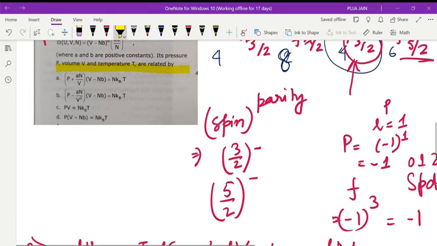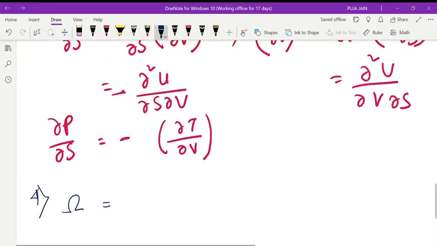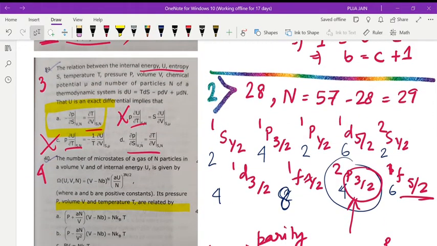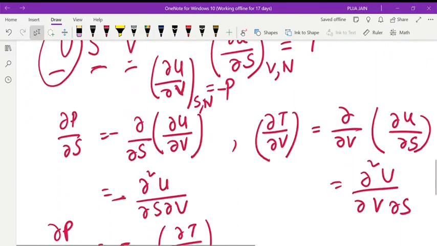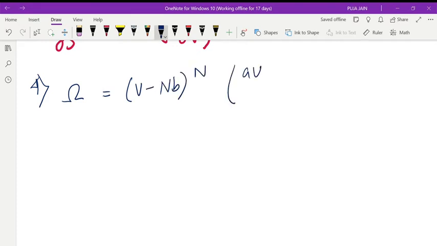Okay, now you see question number 4, microstates omega is equal to, they have given (V minus Nb) whole to the power N, (aU by N) to the power 3N by 2. Okay, so (V minus Nb) whole to the power N, (aU by N) to the power 3N by 2.